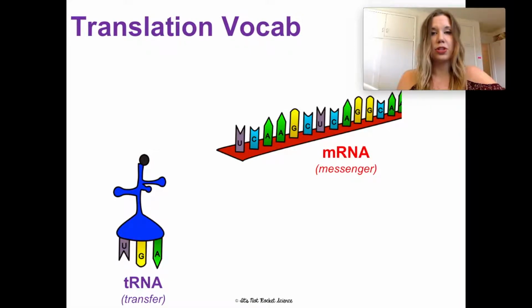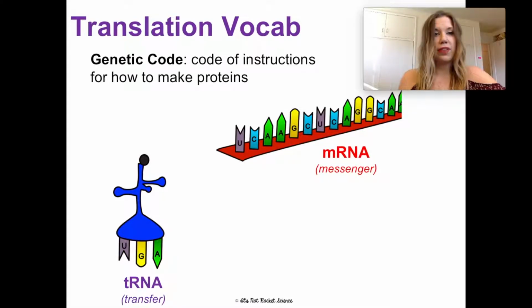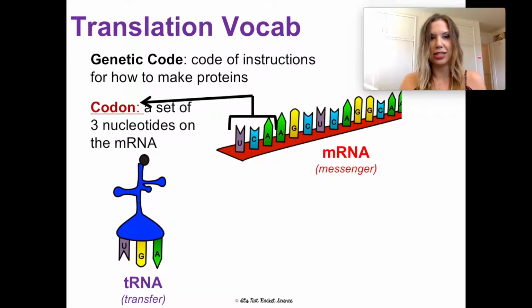All right, so step 2 of protein synthesis, translation. But before we get into that, let's just make sure we're all on the same page and go over some vocab. So if I ever talk about your genetic code, or you've heard that before, all we're talking about is a code of instructions for how to make proteins. That is what your genetic code is, your DNA. Code of instructions for how to make proteins.